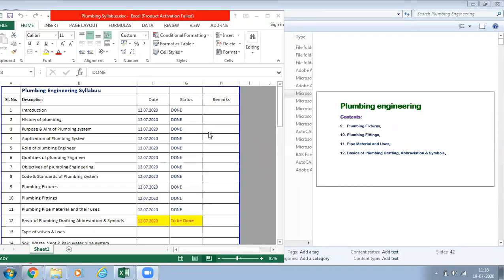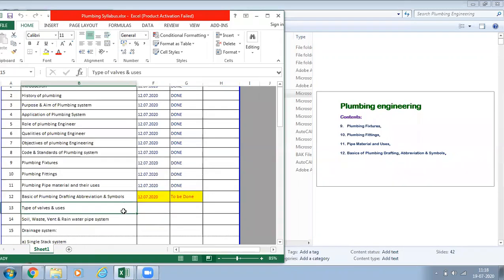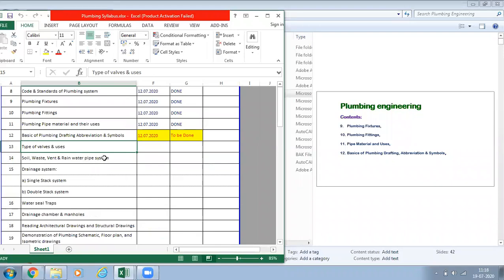Now we are going to see the basics of plumbing drafting, abbreviations and symbols, and types of valves, soil and waste, vent and rainwater pipe systems, drainage system, single stack system, double stack system, and the water seal drops. If time permits, we will see the drainage chamber and manhole.